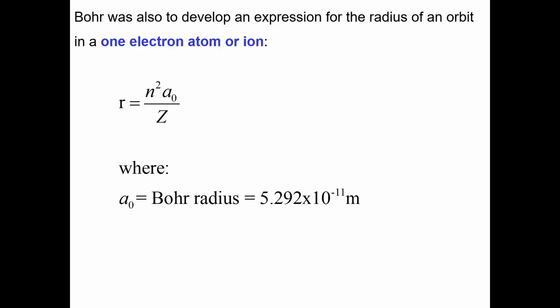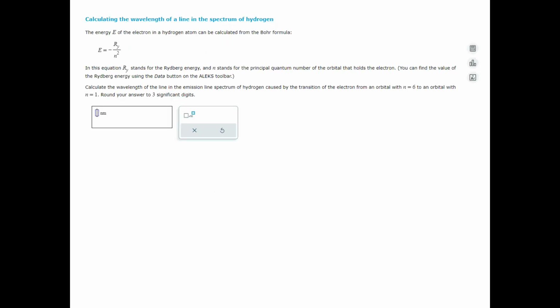So problems using the Bohr radius equation tend to be just plug and chug. You can see that we have 3 variables in here and 1 constant. Typically, 2 of those variables will be given to you, and you'll just be solving for the missing one. And often it is the radius or the energy level of our electron.